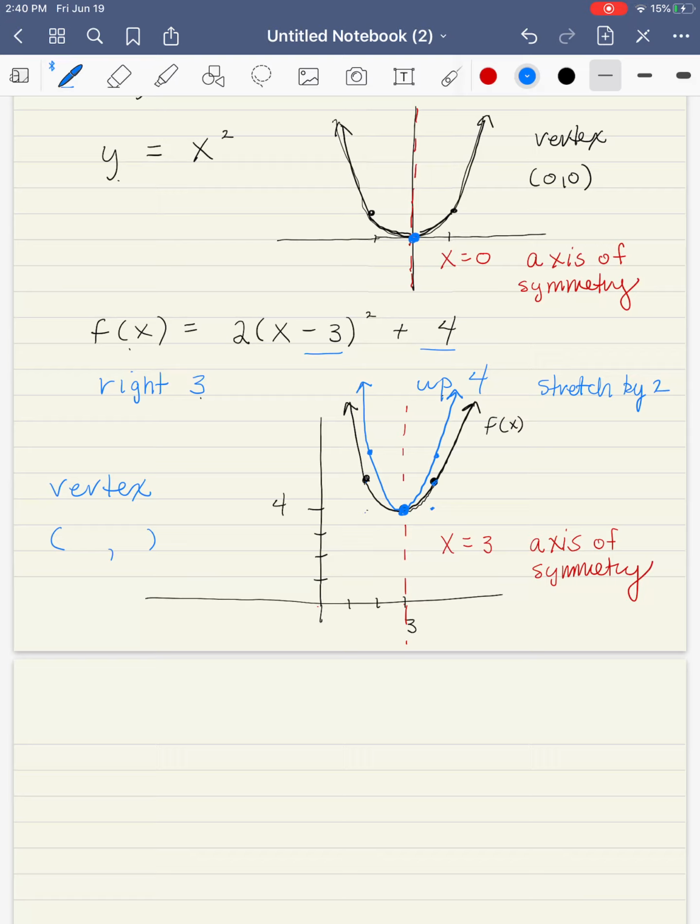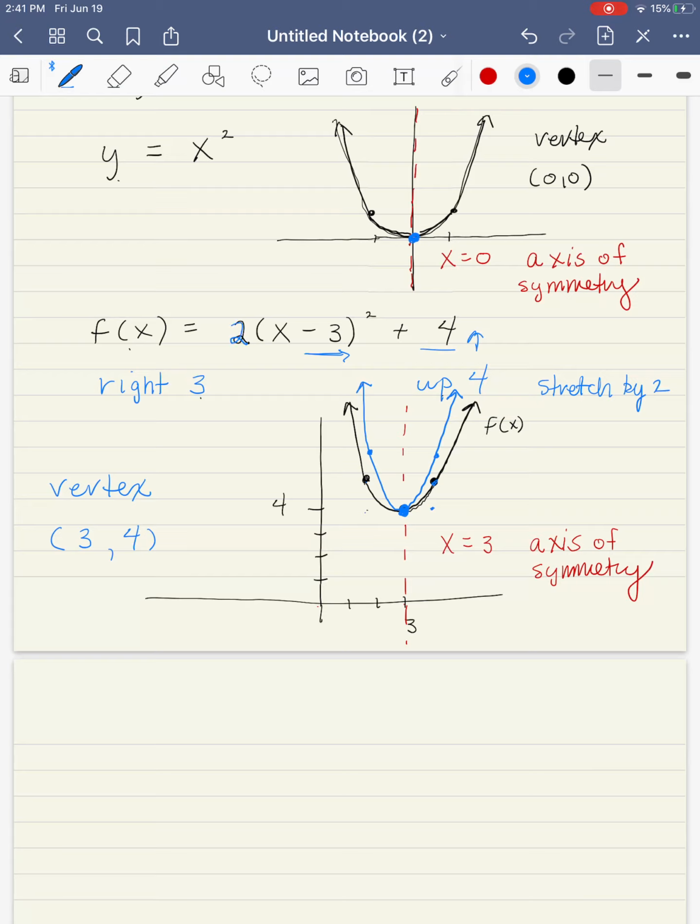You write the vertex of both of these parabolas. And I see that my vertex is right here, and that is the ordered pair 3, 4. Notice I moved to the right 3 units, and I moved up 4 units to the point 3, 4.